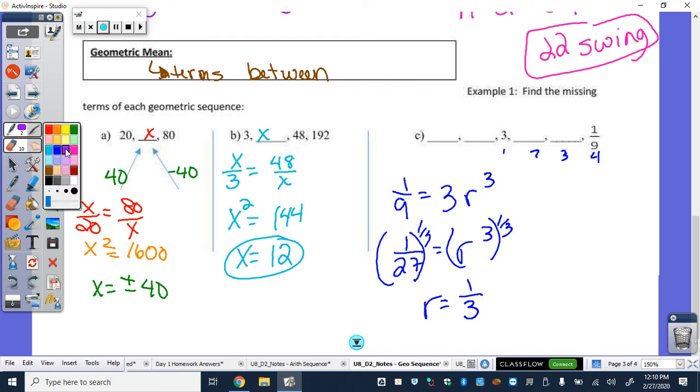So then going from left to right, 3 times 1/3 would be 1. 1 times 1/3 would be 1/3. But now I have to figure out my other 2 blanks. So I'm going from right to left. I'm going backwards. So what would we actually be multiplying by? 3. Good. So 3 times 3 is 9. 9 times 3, 27. So there's our sequence.